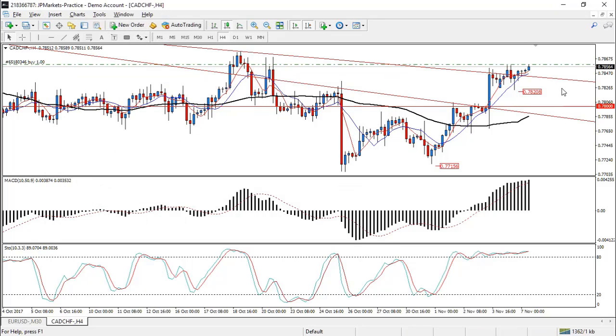So I've just entered for a full lot. I'm going to put my stop loss at that level there, and since it is a training account, I'm going to leave the take profit off just so we can see what's happening.